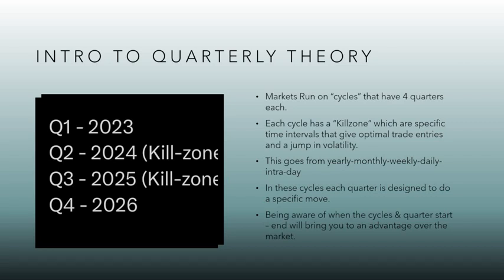So there are multiple cycles, and they go down in time frames. There is a yearly cycle, a monthly cycle, a weekly cycle, a daily cycle, and an intraday cycle. And these are going to be your 90-minute interval cycles, okay? In these cycles, each quarter is designed to do a specific move. So in every cycle, there's a specific move that the market is going to do, and that is dedicated to that cycle, okay?